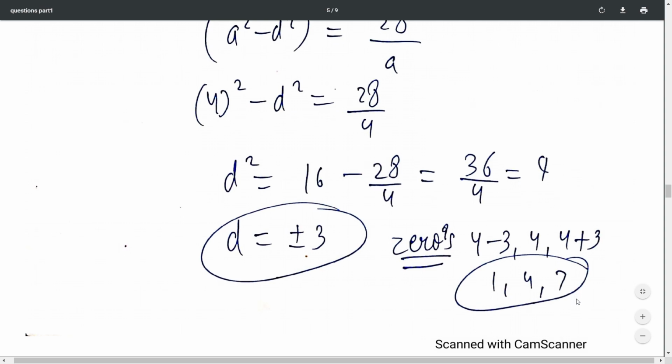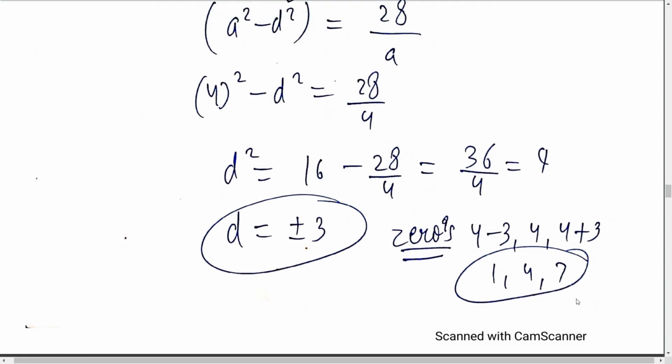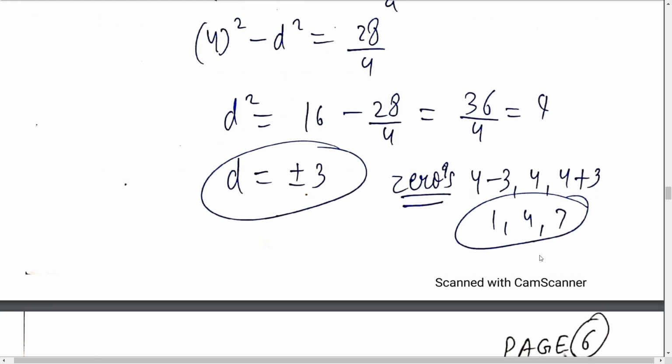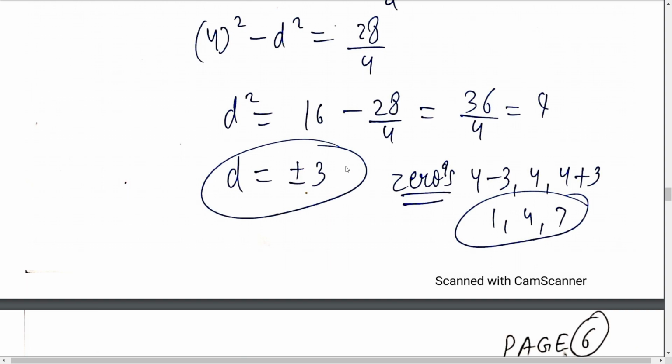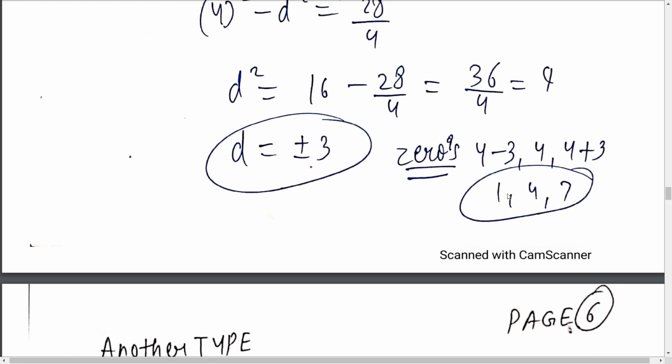But the order does not matter in the roots, because if 2 and 1 are the roots of a polynomial, then 1 and 2 are also the roots of the polynomial. So order does not matter. So we have solved this question based on AP.